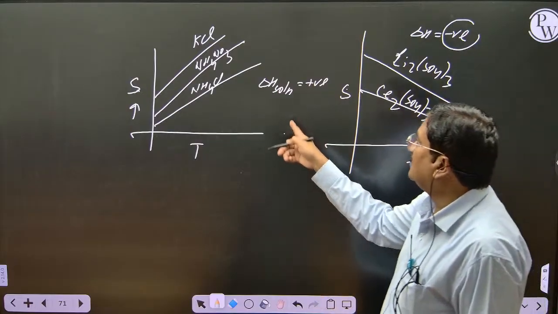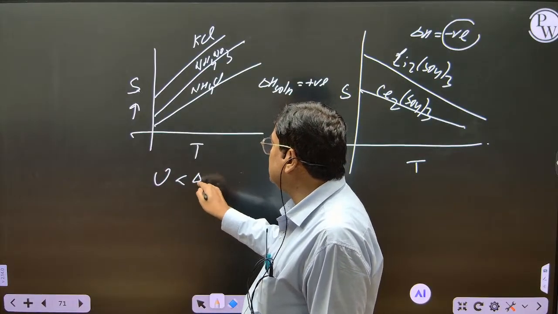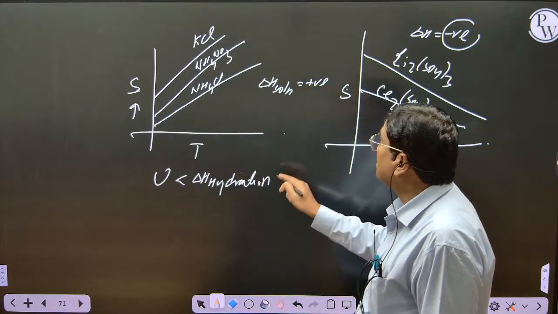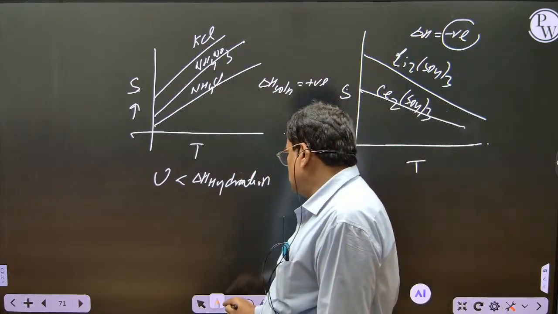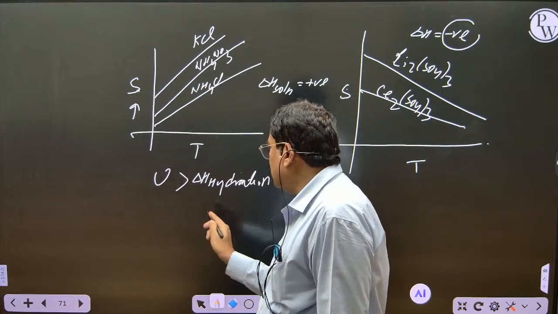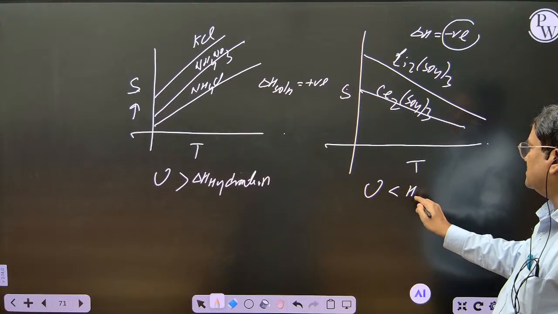That means here, what is the lattice energy? Lattice energy comes less, hydration energy is more. That's the reason heat is absorbing, no? So that means here lattice energy comes to be more compared with hydration energy. Here lattice energy comes to be less and hydration energy comes to be more.